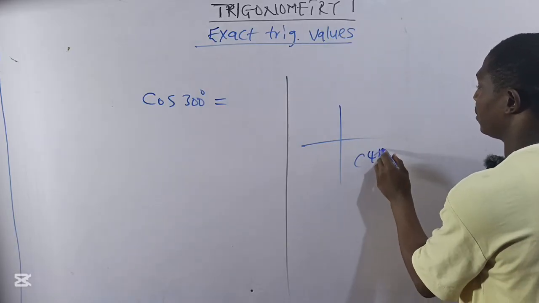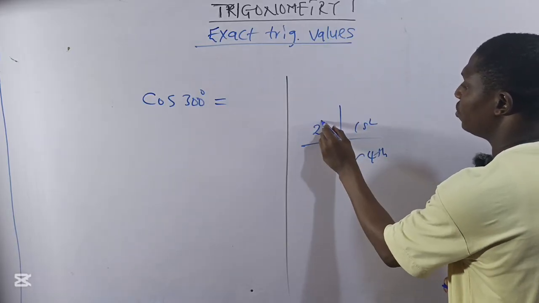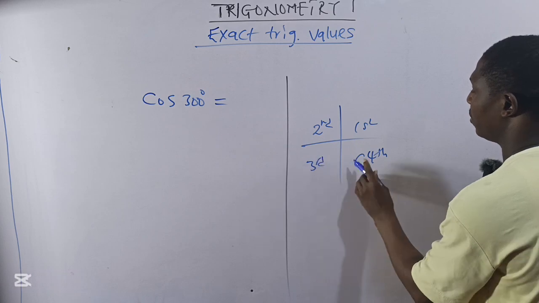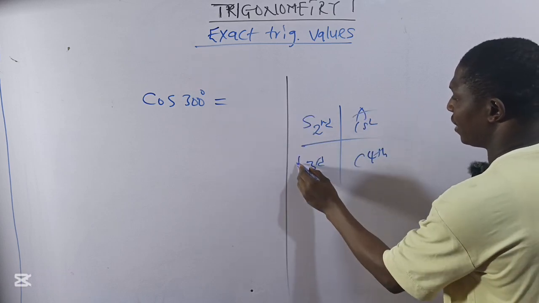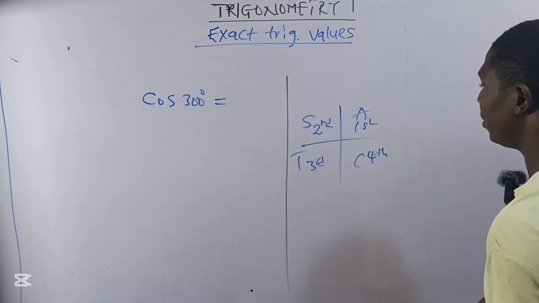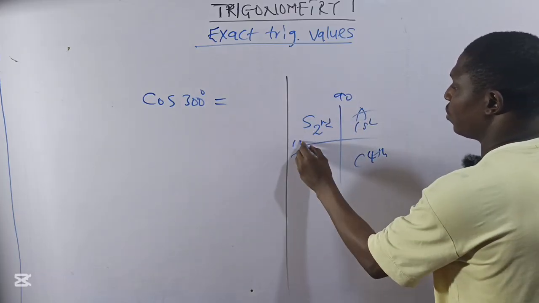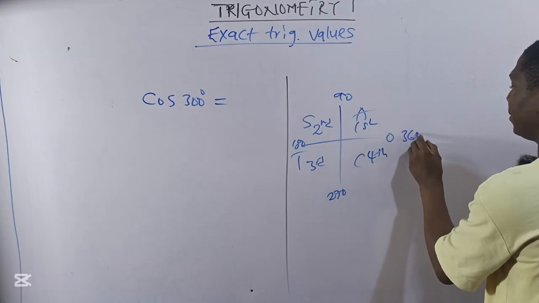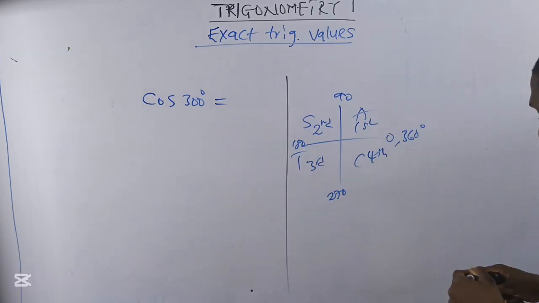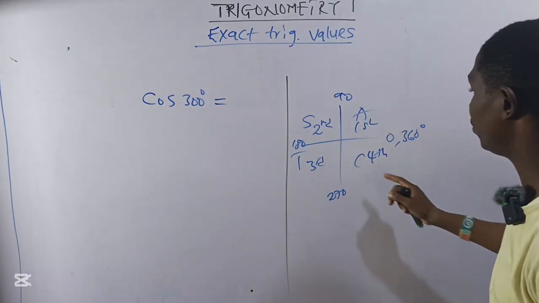This is the fourth quadrant. This is the first, the second, and the third. And cos is positive here, all is positive, sine is positive, and tan is what? Positive. So 300, this is 90, this is 180, this is 270, and this is 0 as well as 360 degrees. Now 300 degrees is greater than 270, so it falls here.